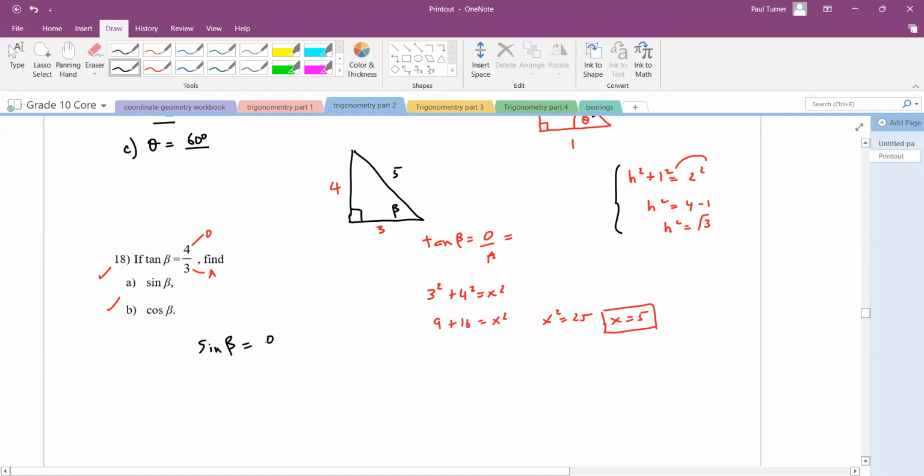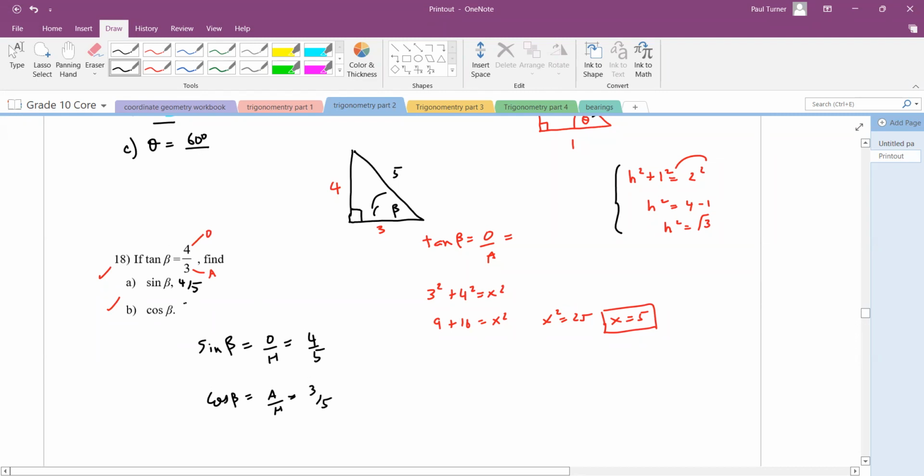So we know sine is SOH, so opposite on hypotenuse, 4 on 5. Okay, so that's your answer, 4 on 5. Cos beta will be CAH, adjacent on hypotenuse, so 3 on 5.